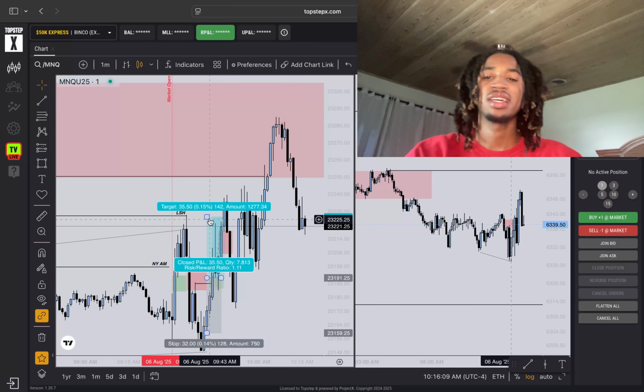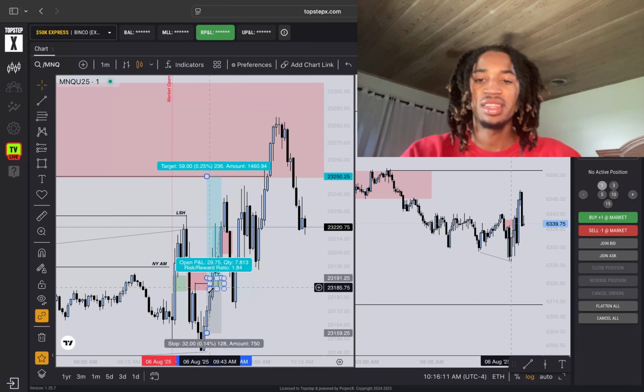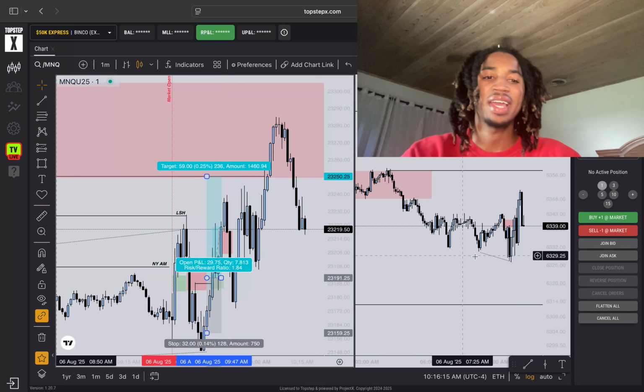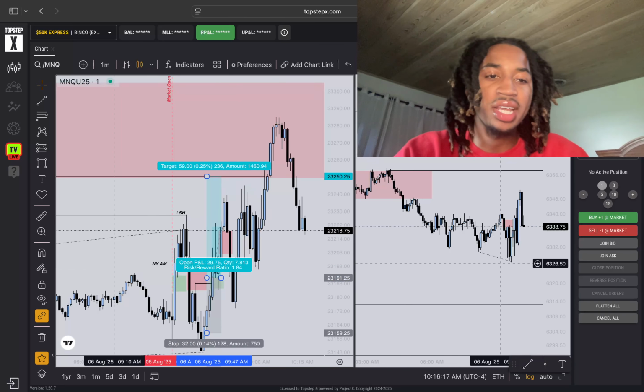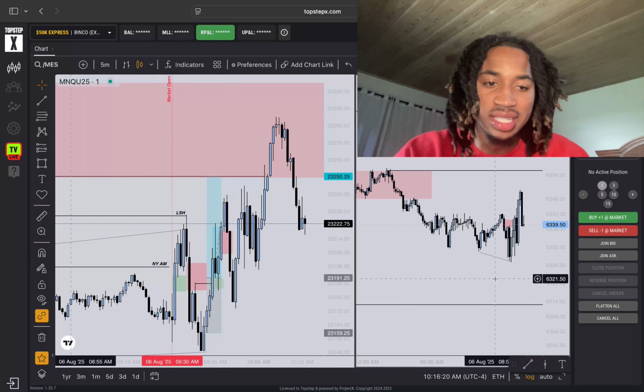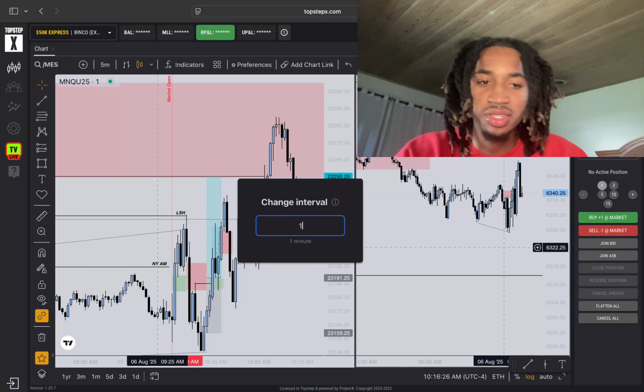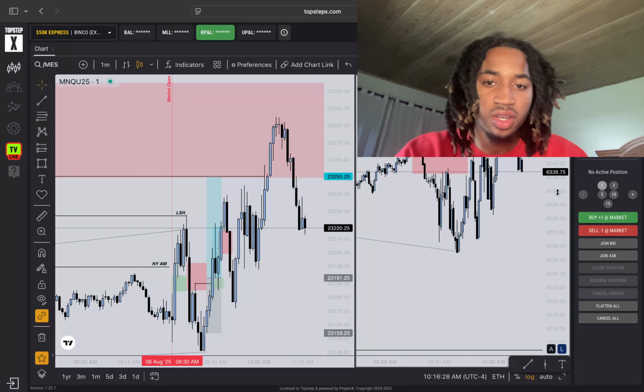Now, in hindsight, I should have targeted these Asian session highs. That's what I wanted to do. But NQ was trading so differently from ES at that time period. NQ is literally going up, and then ES just keeps making SMT. So let me put this on the 1 minute chart.